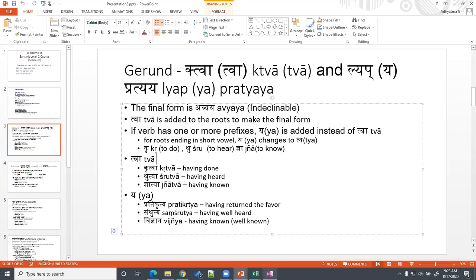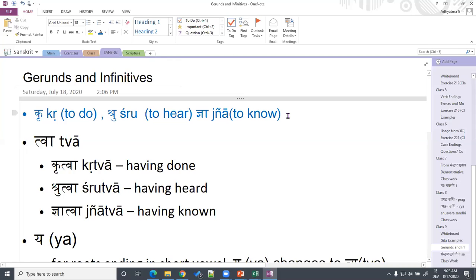So let's see some examples here. We'll take three popular roots. Kru means to do, you already know. Shru means to hear, and gya means to know. All these verb forms would be familiar to you. So kru, when you make twa pratyaya, you see it's very simple. All you have to do is add twa, krutva. The meaning of this word is having done or after doing.